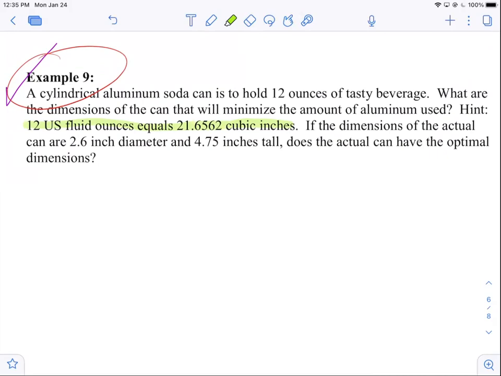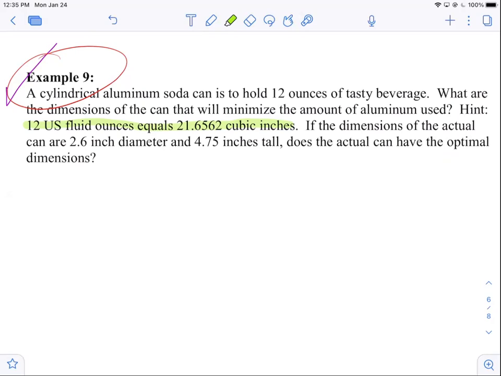So once it was that, they turned it over to the engineers and said, we're going to build a lot of these things. We want to increase the profit margin. We want to be good stewards of the earth. We don't want to waste a lot of material. So find us the optimal cylinder whose dimensions will give us 12 fluid ounces that uses the least amount of material.